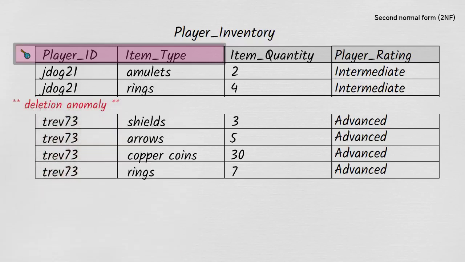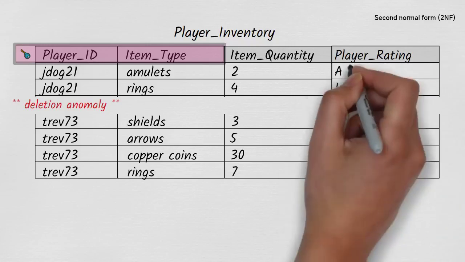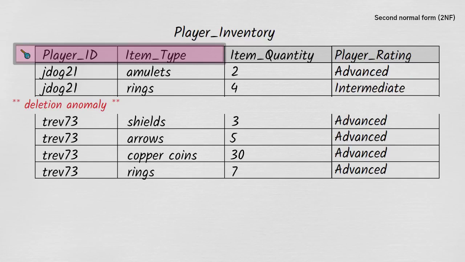And that's not all. Suppose JDog21 improves his rating from intermediate to advanced. To capture his new advanced rating in the player inventory table, we run an update on his 2 records. But let's imagine the update goes wrong. By accident, only one of JDog21's records gets updated, and the other record gets left alone. Now the data looks like this. As far as the database is concerned, JDog21 is somehow both intermediate and advanced at the same time. Our table design has left the door open for this type of logical inconsistency. This problem is called an update anomaly.